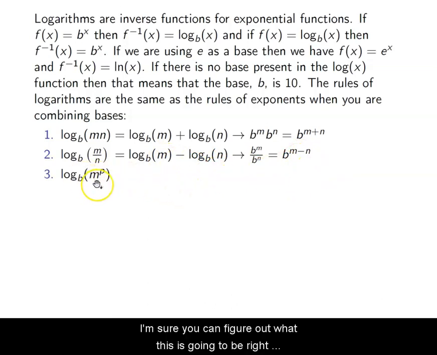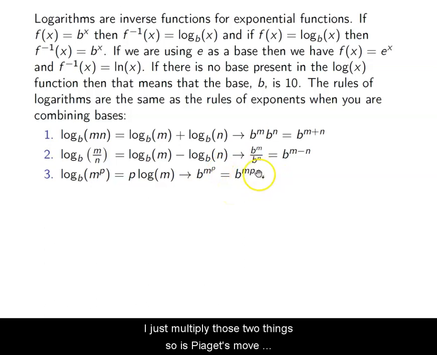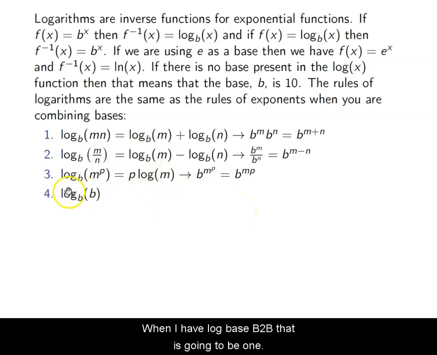Okay. I'm sure you can figure out what this is going to be, right? So log of m to the p is going to be p times log of m. The analogous rule is when I have b to the m raised to the power of p, I just multiply those two things. So this p gets to move down and just multiply my logarithm. Here, when I have log base b of b, that is going to be 1.